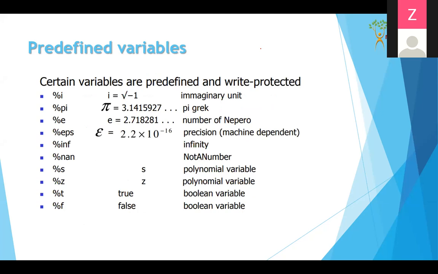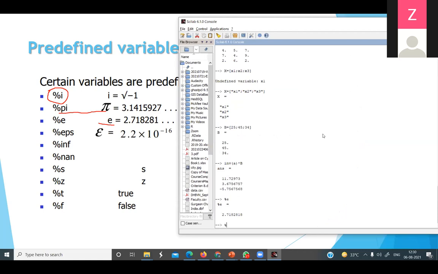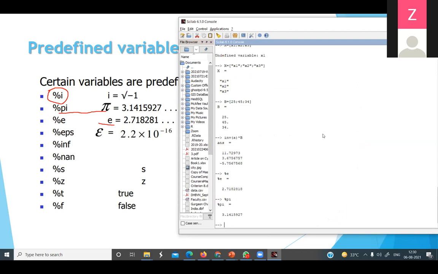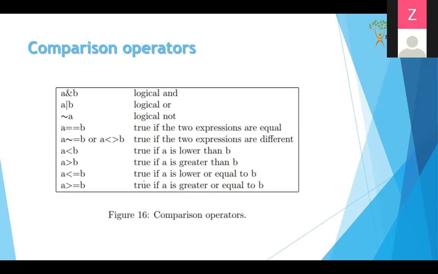Then certain variables are fixed. I've already explained the percentage i. This is an imaginary unit or iota, which is equivalent to the square root of minus one. Pi we'll be exploring just now. Exponential, I'll also explain with one of the examples. Otherwise it can be simply written percentage E and the value is there. Percentage pi and the value is there. But iota is iota. It helps in creating an equation which is of complex nature. Then true values, polynomial variables, comparison operators are there.